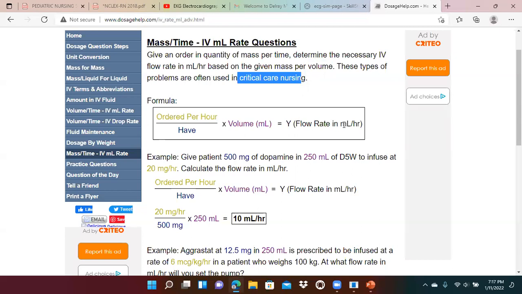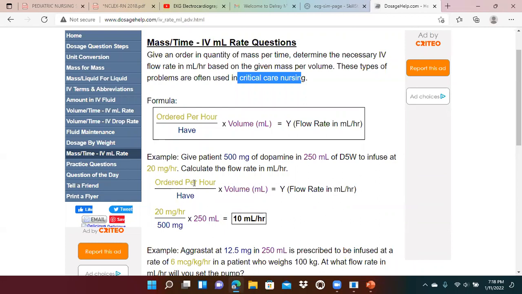So flow rate in ml per hour equals ordered per hour, divided by medication in hand, times volume in ml. Example: give the patient 500 milligram of dopamine in 250 ml of 5% dextrose in water to infuse at a rate of 200 ml per hour. Calculate the flow rate in ml per hour. So flow rate in ml per hour formula: ordered per hour divided by the available, times volume per ml. So flow rate we will get.